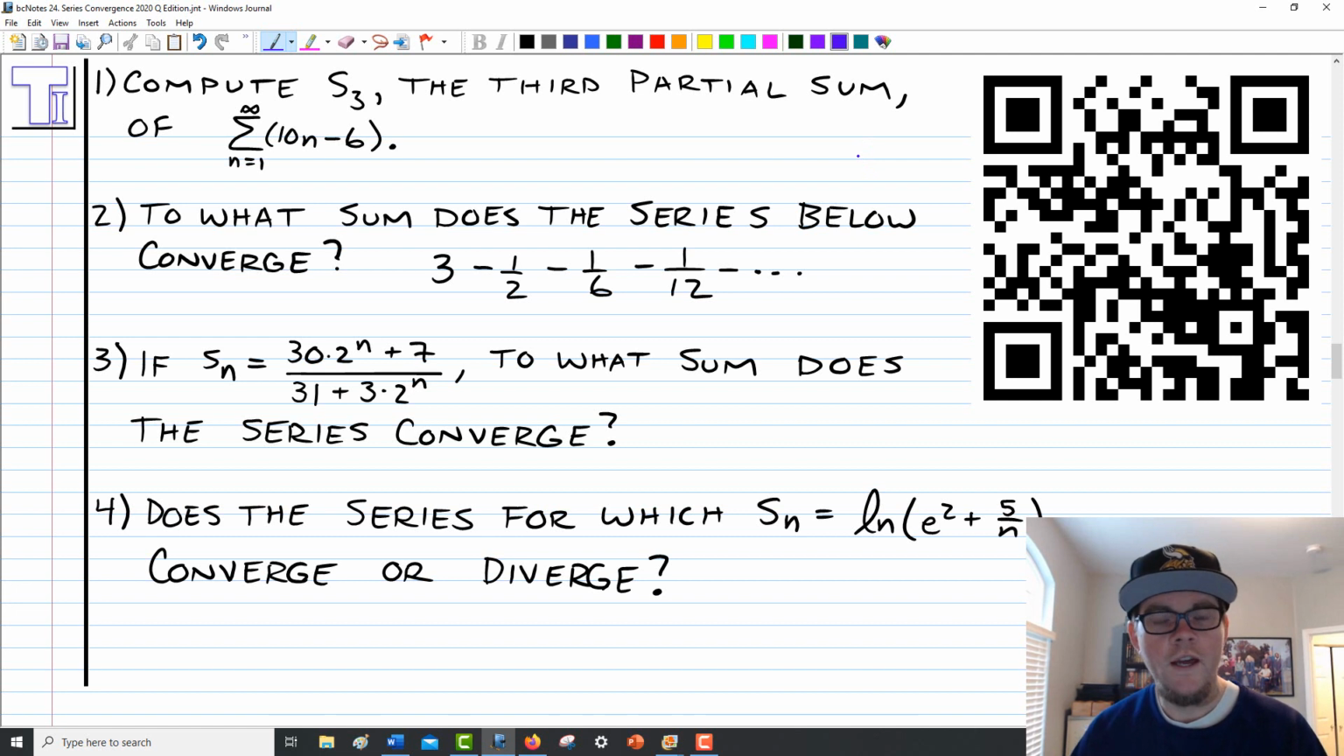Okay. Hopefully you've had enough time to either use the QR code or click on the link if you decided to work through this try it. Hopefully you feel good about the idea of using a sequence of partial sums, because the last little chunk of the lecture is going to feature the same thing.